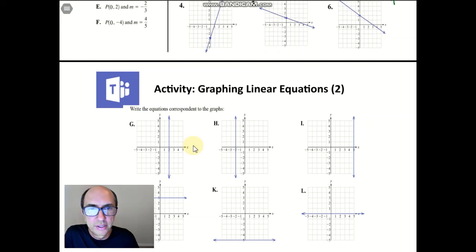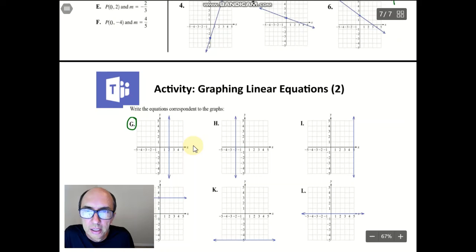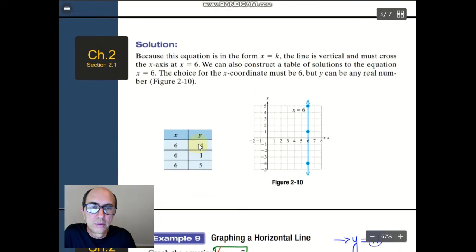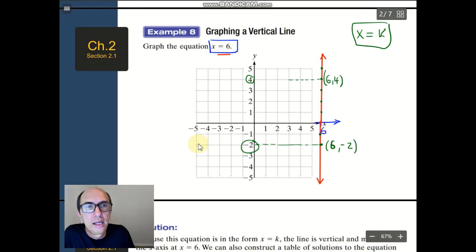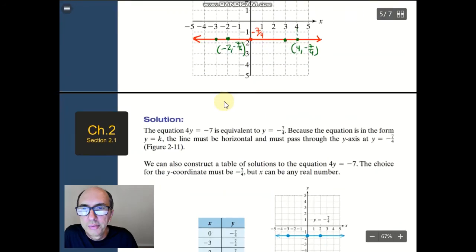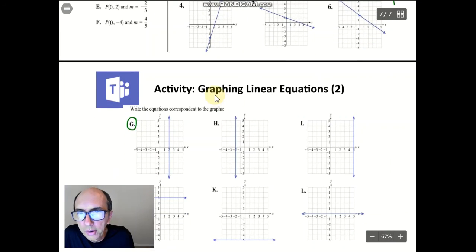Today's is actually a very simple quiz, very easy quiz. And the next question, I have to write down the equation of each of these graphics. Let's check this first one, G. See, this is a vertical line. Let's go back here to the PowerPoint, to these lines. A vertical line is going to be in the form x equals k. x equals k.